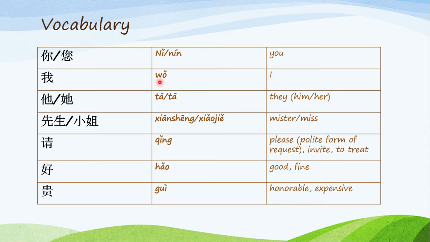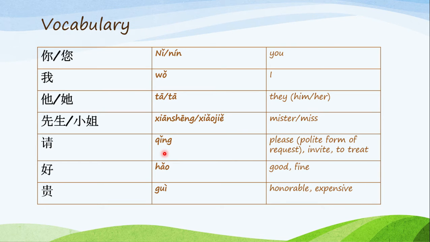Second one is 我, which means I. Third one is 他. So 他 right here, the only difference is that the characters represent a different gender. So the first one is him, the second one is her, but when you say them, they're both the same. So 他 means him or her. 先生 and 小姐. 先生 means Mr. 小姐 means Miss.